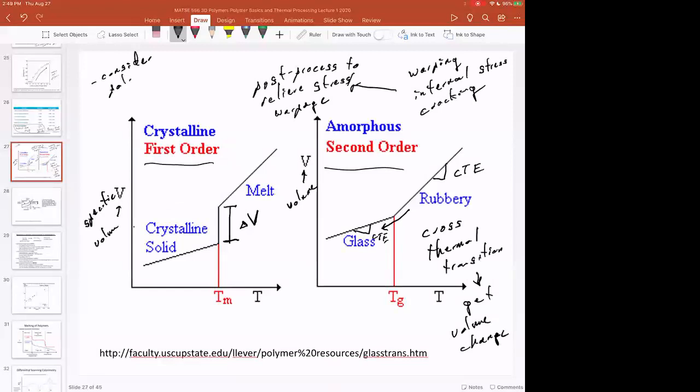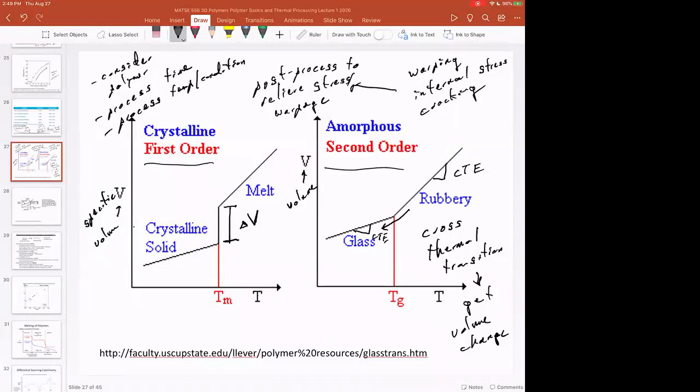So you need to consider polymer, process, and process time, and process temperature, or conditions to combat this.